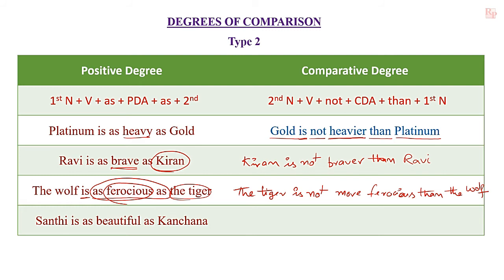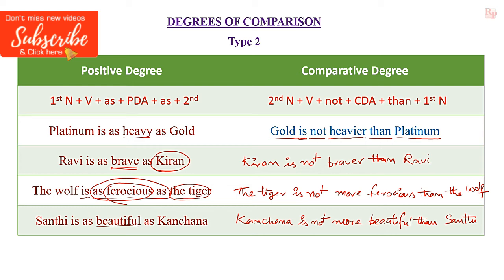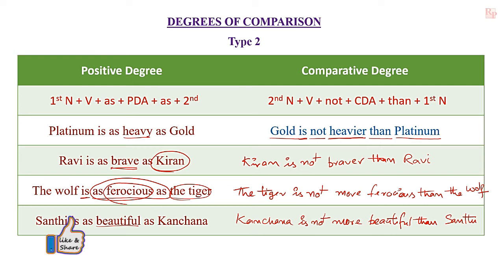Next example, Santi is as beautiful as Kanchana. Write Kanchana first, then the verb is not, negative sense, and beautiful is the adjective here, that is polysyllabic, and then more beautiful should be written, then than should be followed. Santi. Kanchana is not more beautiful than Santi. It is the way of changing a positive degree to comparative degree when the positive statement is there.